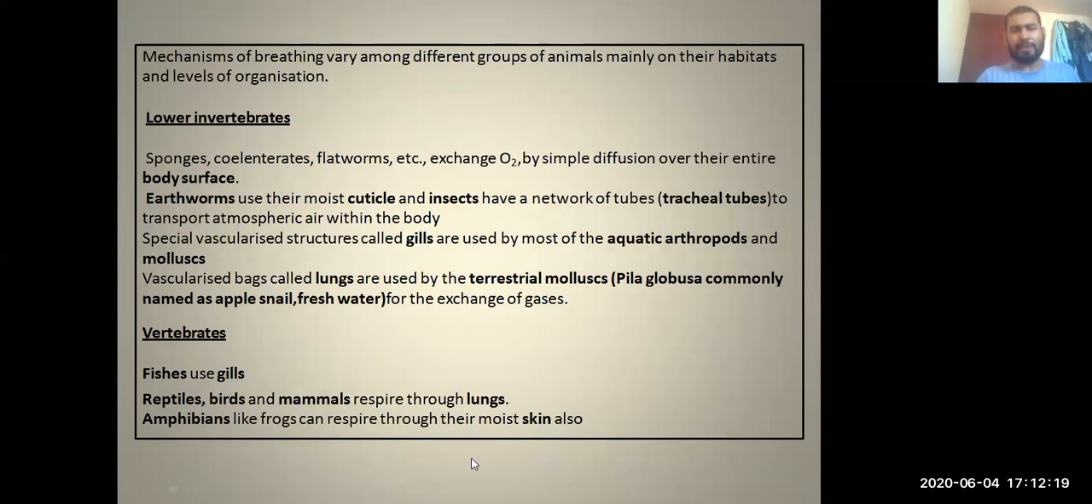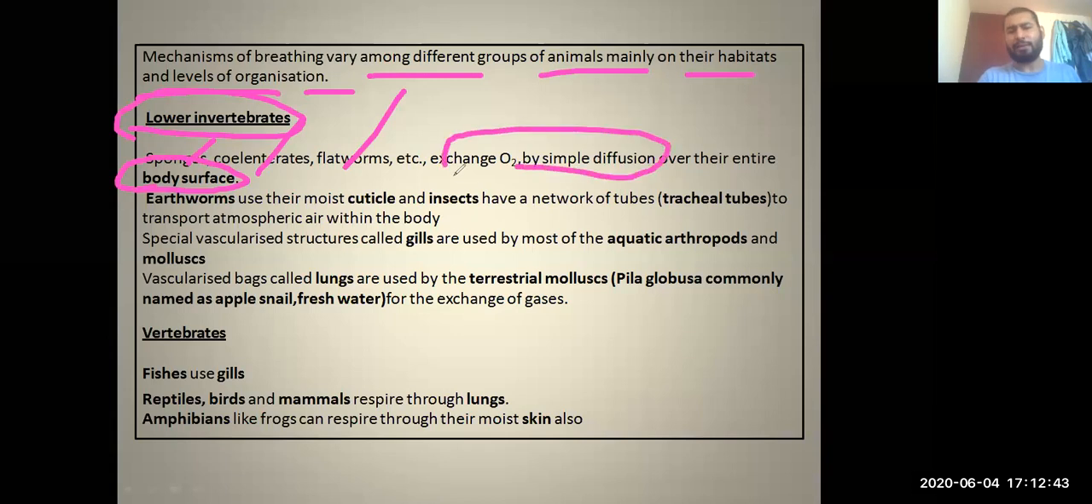Okay, so the mechanism of breathing is very different among different groups of animals, mainly depending on their habitats and level of organization. Firstly, lower invertebrates, here you can say sponges, coelenterates, flatworms. Respiration takes place through the body surface, via the simple diffusion phenomenon.